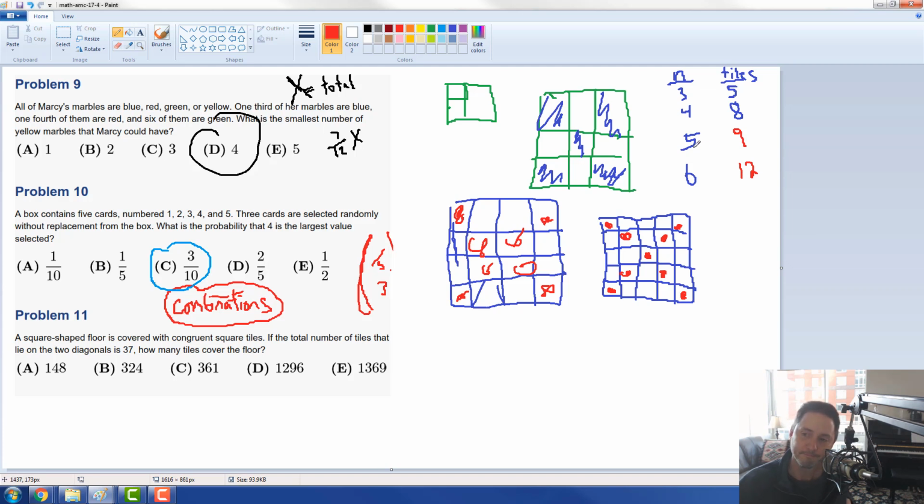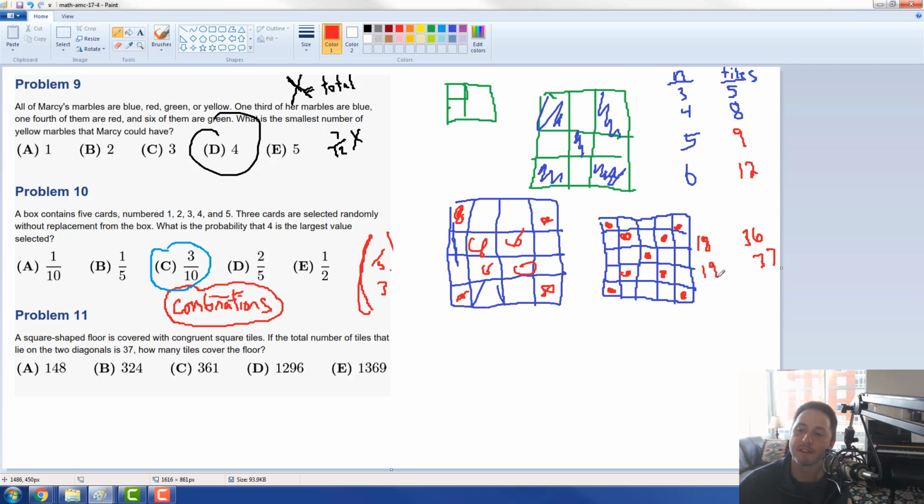When n is even, if you have a 2 by 2, 4 by 4, 8 by 8, 20 by 20, you're just going to double it to find out the number of tiles on the diagonal, right? So the question is when is this 37? Well, it would be 36 when we have 18 sides, right? It will be doubled.